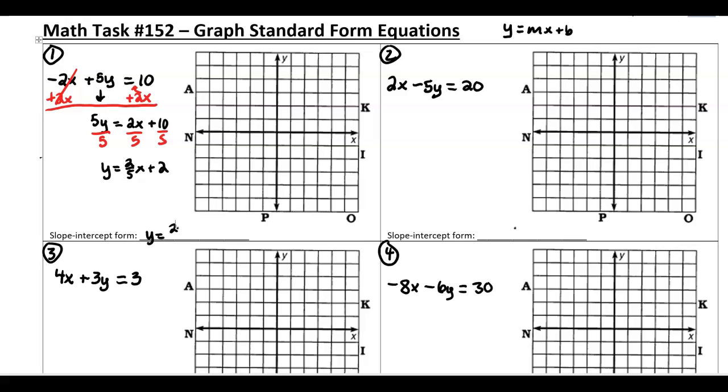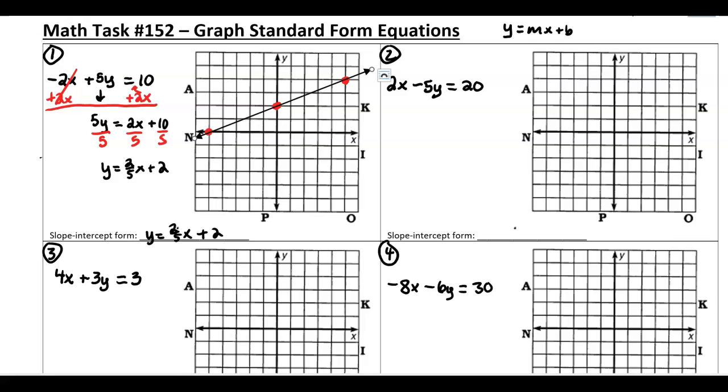It's going to go right on your answer line, and then you're going to graph it. Plus 2. So I'm going to start up here at 2, then I'm going to rise 2 and go right 5: 1, 2, 3, 4, 5. And then I'm going to go back to my original point and go down 2 and left 5: 1, 2, 3, 4, 5.